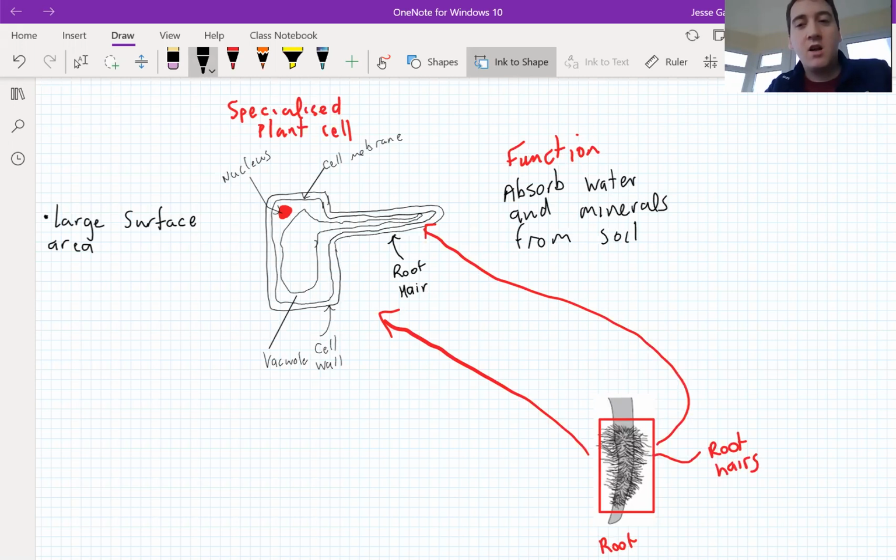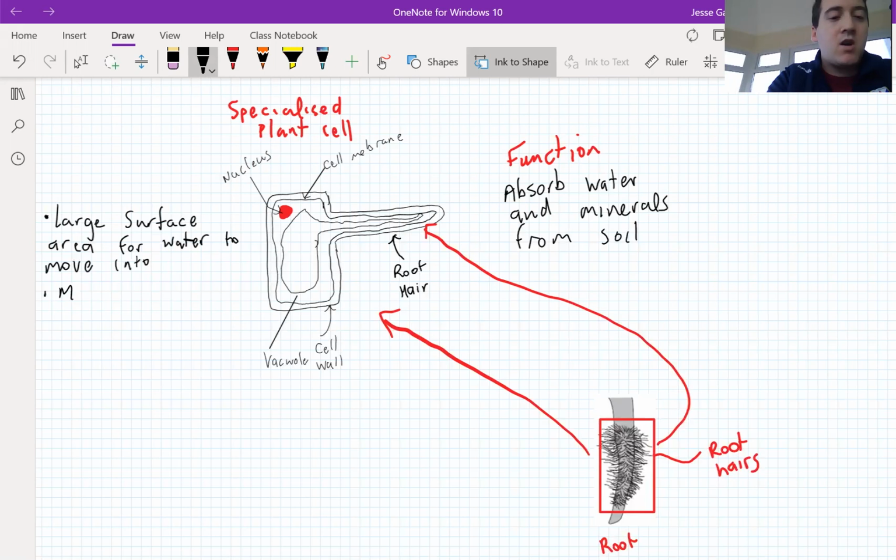By having this long, thin projection, it covers more area than just the original general plant cell did. It's got this large kind of arm sticking out, or fingers sticking out, if you like, and it helps it to stick out into the soil and cover more area. So we've got a large surface area for water to move into. The more surface area you have, the more water and the more minerals can move in, which is what the plant needs.